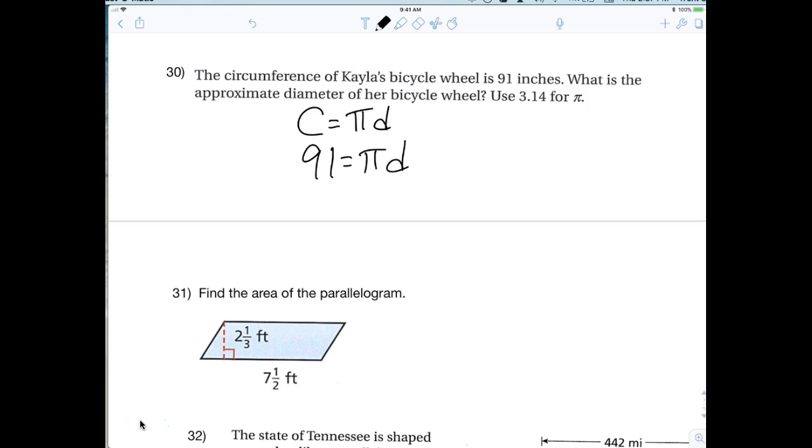So now, how do I solve that? Come on, how do I undo multiplication? You see that or not, Bradley? You sure? Right, so I want you to put divided by pi. But they said to use what? So what's 91 divided by 3.14, please? Is it roughly 28.9?